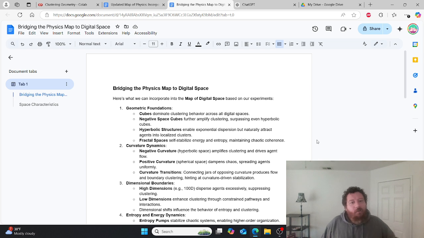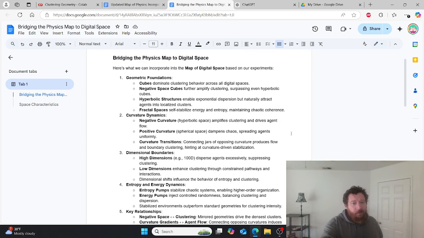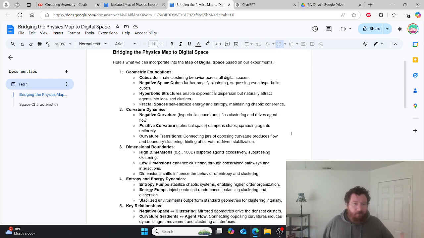Taking all of the features that I've learned so far through digital space and mapping this out to the next level: we've talked about the spaces themselves. How do objects operate within these spaces? There are a few ways and features of the objects within these spaces. First of all, the geometric foundations. You have cubes within the geometric foundations. I have found when it comes to clustering behaviors overall, nothing beats the cube, except for the negative space cube.